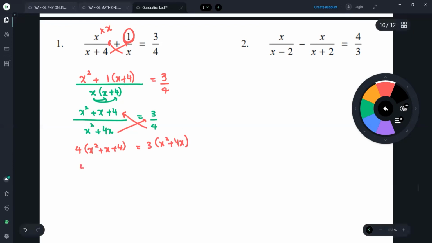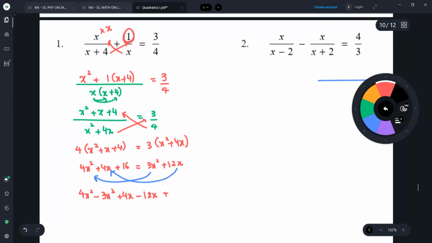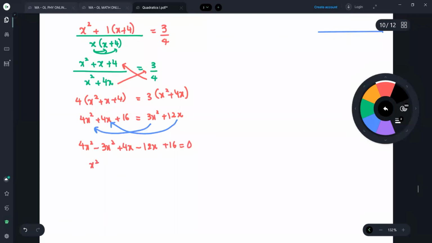Yes, sir. Now can you open this up for me? It's going to be 4x squared plus 4x plus 16 equals 3x squared plus 12x. Now you're going to bring the like terms to one side. So plus 3x squared should also go to that side and 12x should also go to that side. So my next step would be 4x squared minus 3x squared, then write down 4x minus 12x plus 16 is equal to 0. This would be x squared minus 8x plus 16 is equal to 0.